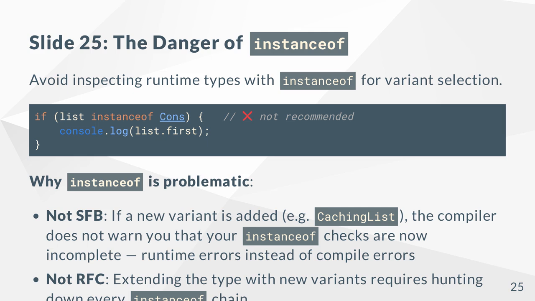Avoid inspecting runtime types with instanceof for variant selection. Writing if list instanceof Cons, then use list.first, is not recommended. Why? If a new variant is added, say a caching list, the compiler does not warn you that your instanceof checks are now incomplete. You get runtime errors instead of compile errors. Extending the type with new variants requires hunting down every instanceof chain in the codebase. And it forces knowledge of concrete classes into code that should only use the interface. Instanceof breaks all three of our core goals.